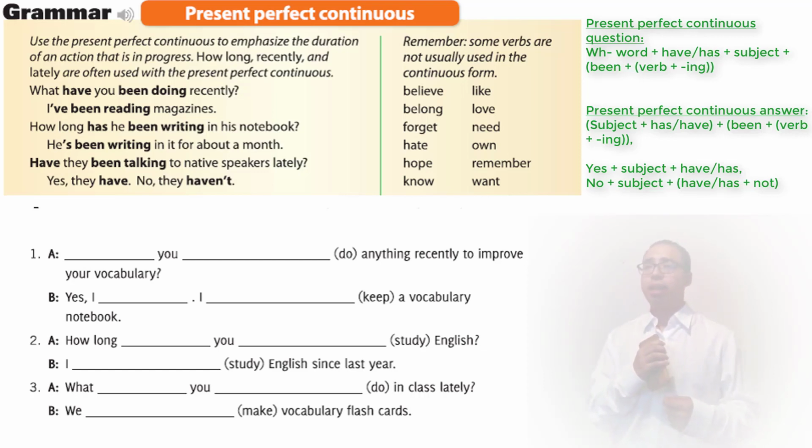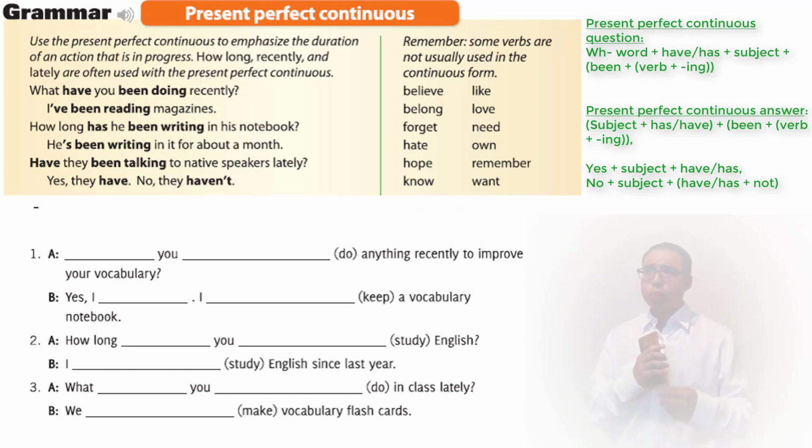He's been writing in it for about a month. So we're doing the same thing, only this time it's not have, it's has. Okay, and the contraction here is he's been writing, or he has been writing in it for about a month.